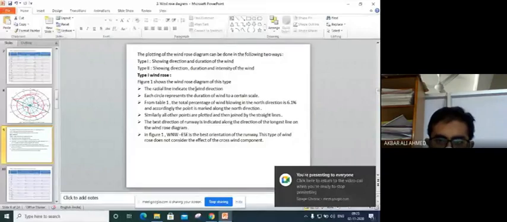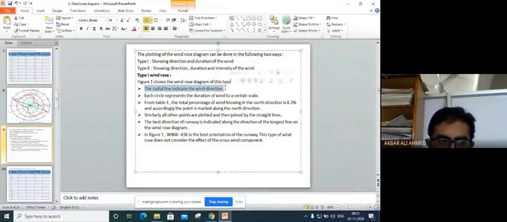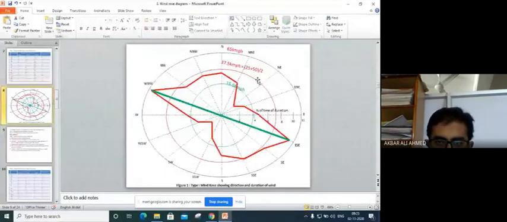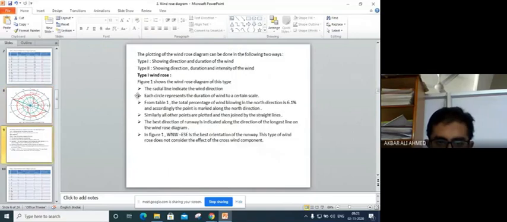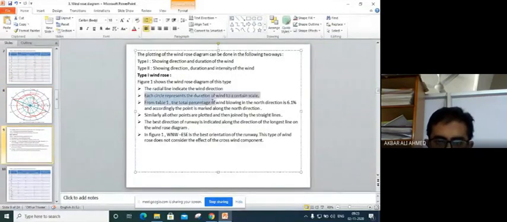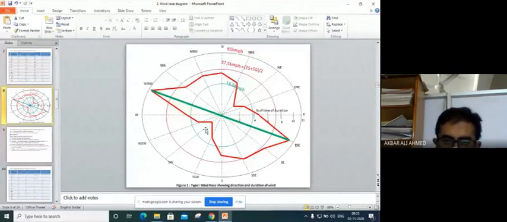Direction, whether north, north-south, southwest, or north-northeast, all these directions these radial lines will represent. Then the next step is that each circle represents the duration of wind. So this green circle is there, then a red circle is there, then a blue circle is there.